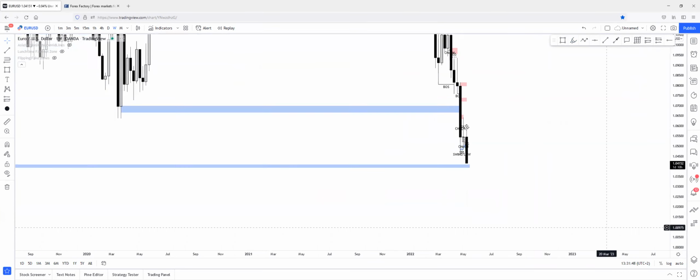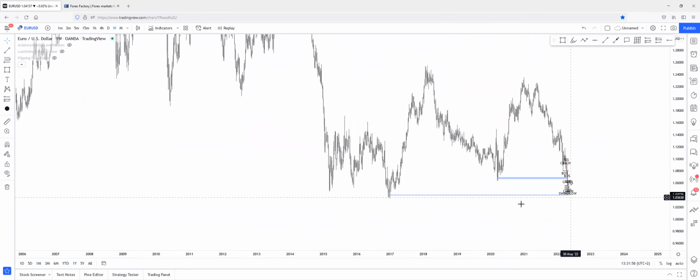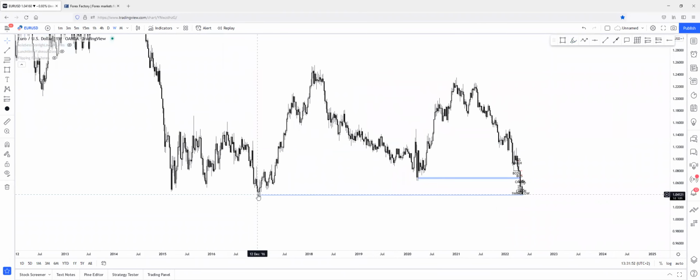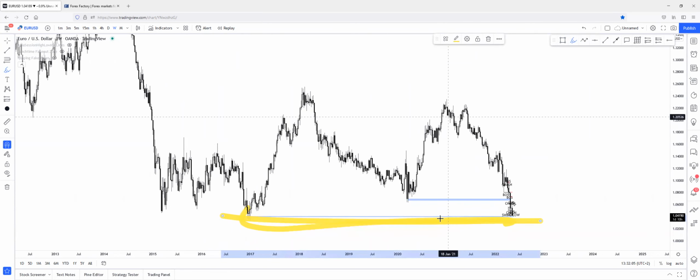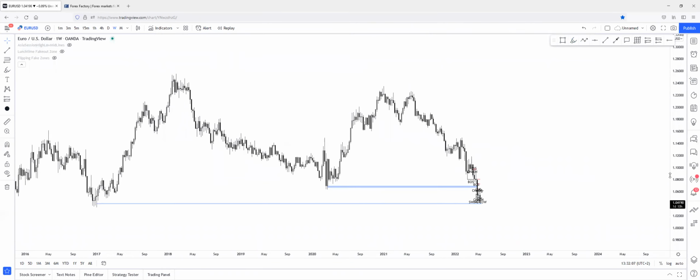Let me just switch to the weekly chart once again. This is a weekly low point from the beginning of 2017. So this demand zone has been formed 5 years ago, literally 5 years ago. And price has just mitigated this demand zone from 5 years ago. And what can we expect right here?